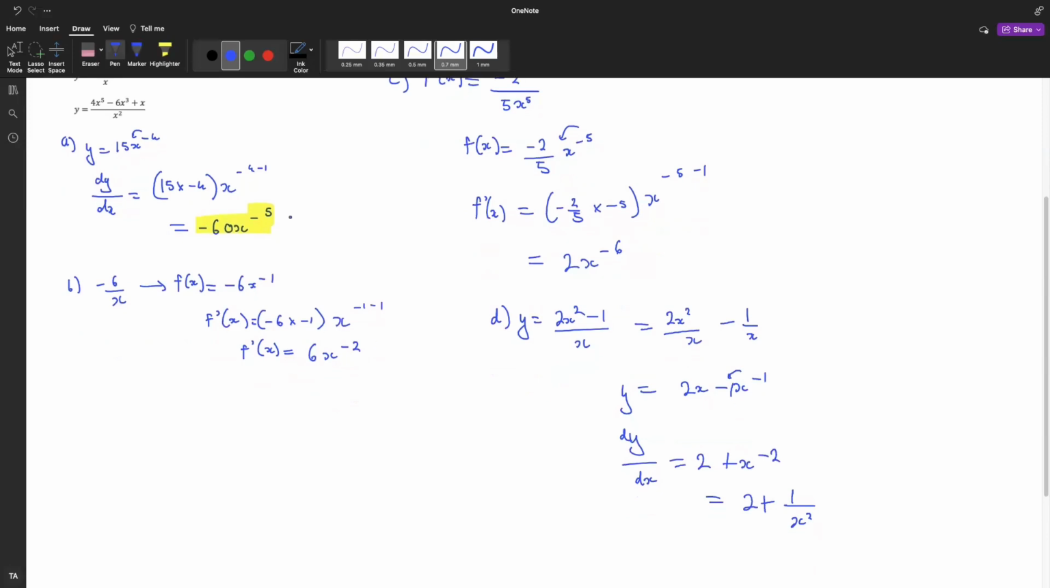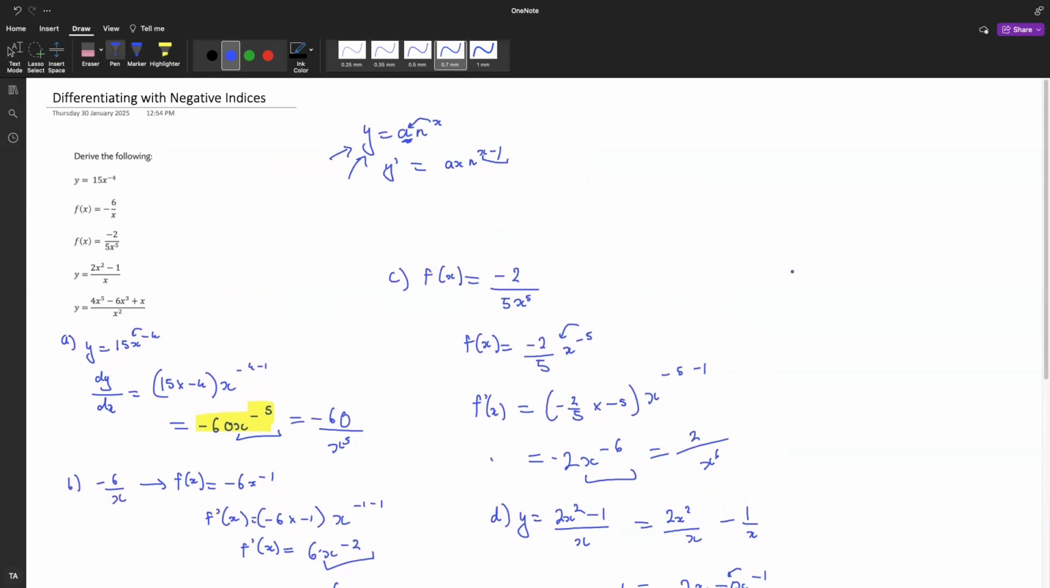So we can rewrite all of these as well. So this will be -60 over x to the power of 5. This one will be equals 6 over x to the power of 2. This will be 2 over x to the power of 6. And then this will be 2 plus 1 over x to the power of 2. So you can see when we're rewriting it without negative indices, we're not bringing the entire thing down, just the x and its associated power. The coefficient will stay in the numerator.